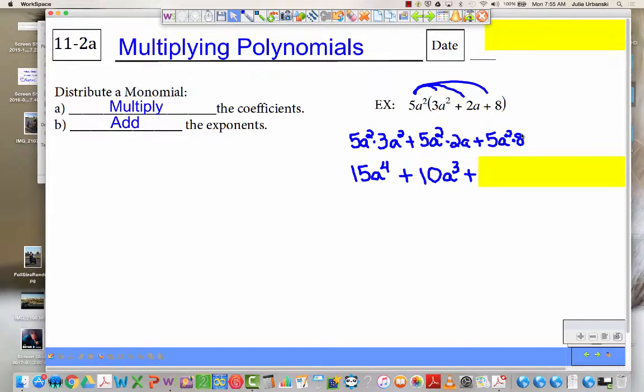And then lastly, 5a squared times 8, multiply the coefficients. 5 times 8 is 40. But a squared and no other a squared go with it, just stays a squared. Okay, any questions on that? Let's do these simple ones. We'll go down the left-hand side, and then you're going to do the right-hand side.